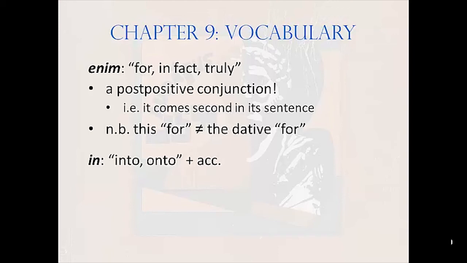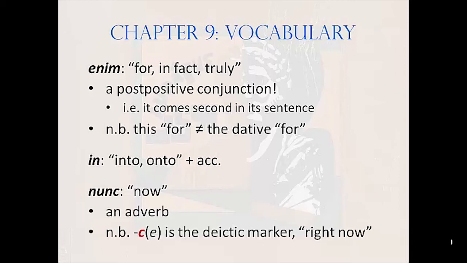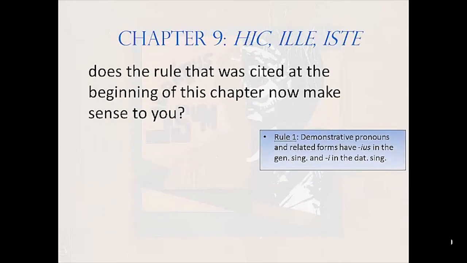The next word we've already encountered, in, and noted that it can take either an ablative or accusative object. If it takes the ablative, it means in or on, and if it takes the accusative, it means into or onto. The final word in this vocabulary list is nunc, meaning now. It's an adverb. Note the c at the end of this word. It's yet another deictic marker, suggesting that the Romans, when they said this word, tended to point, as we do when we say, for example, memorize hic and hoc. Right now. Could you hear me pointing?